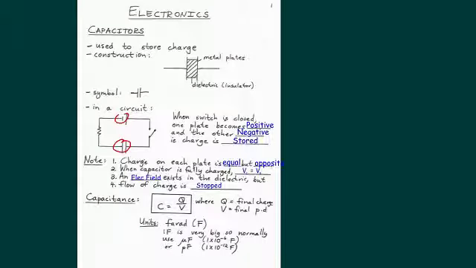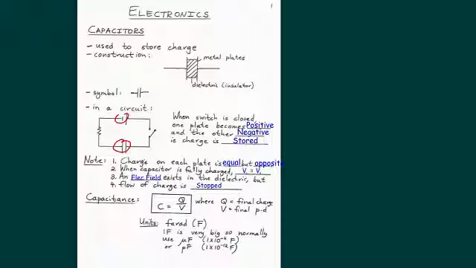In a circuit, when the switch is closed, charge will flow around the circuit and accumulate on the capacitor plates. One plate becomes positive and one plate becomes negative, and charge is stored. The charge on each plate is equal, but opposite.